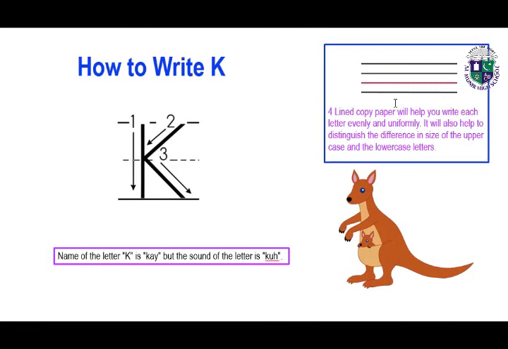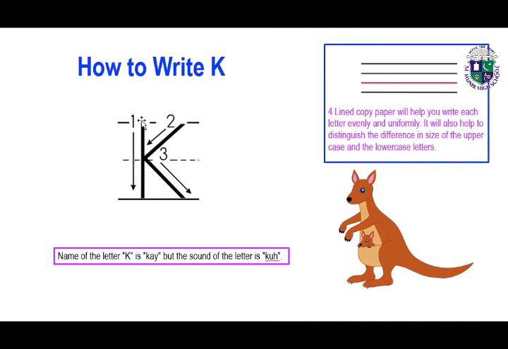The 4-lined copy paper will help you write each letter evenly and uniformly, and it will also help to distinguish the difference in size of the uppercase and the lowercase letters. This is uppercase K.